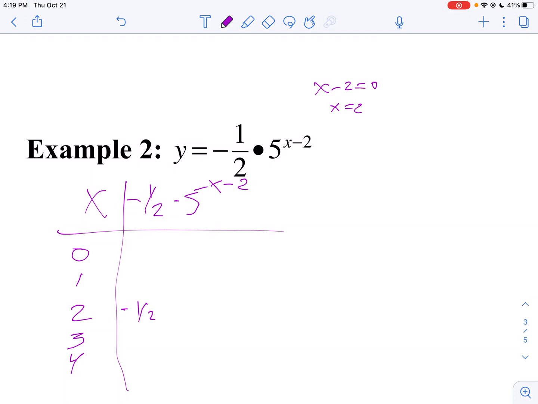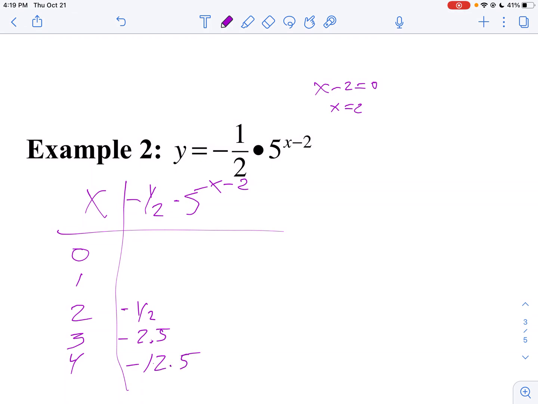Let's do it when we do 3 then. 3 minus 2 is 1. So 5 to the first power is 5 times negative 1/2 would be negative 2.5. Let's do it when x is 4. 4 minus 2 is 2. 5 squared is 25. Half of 25 is 12.5, so let's say negative 12.5.